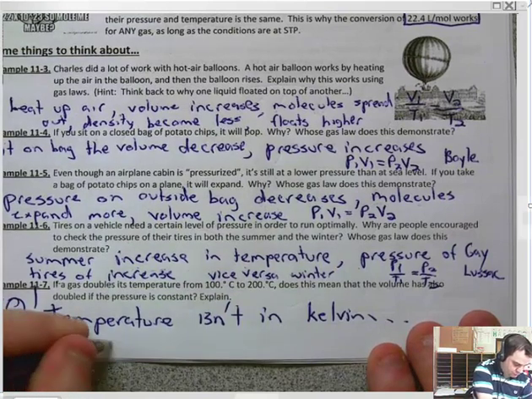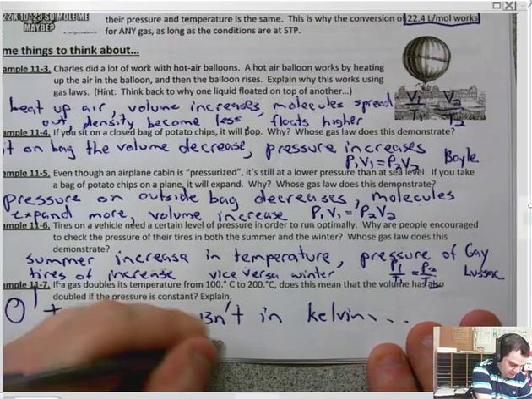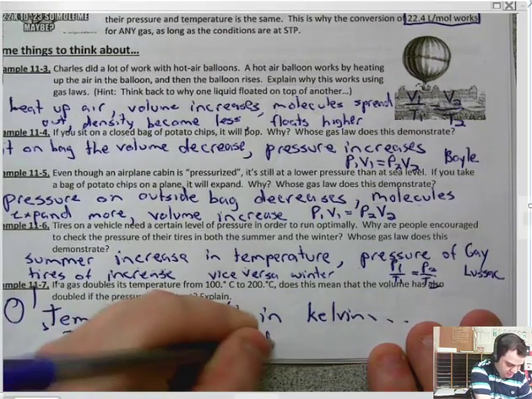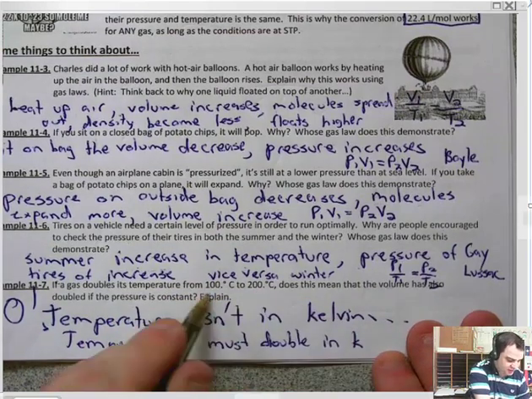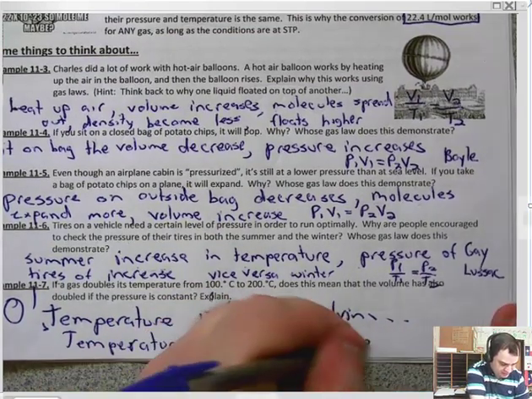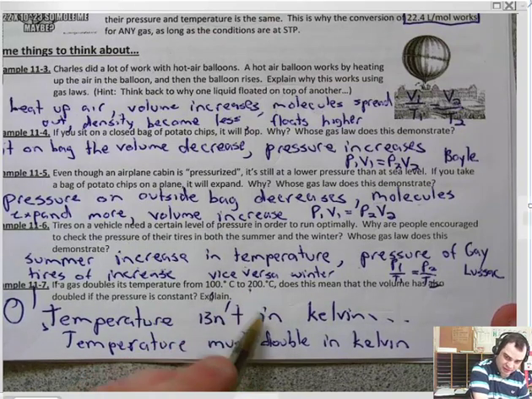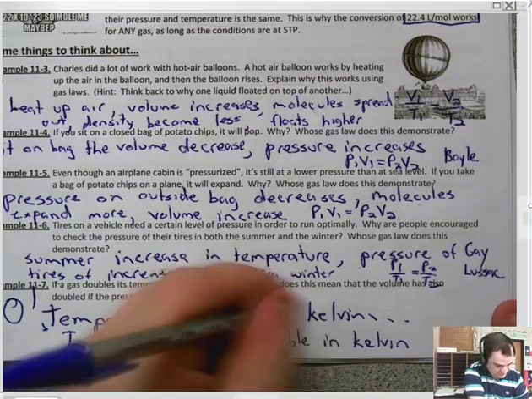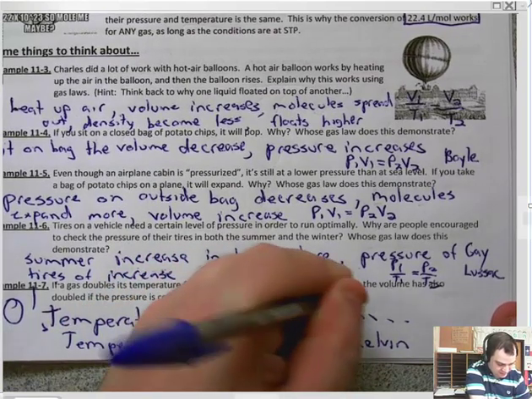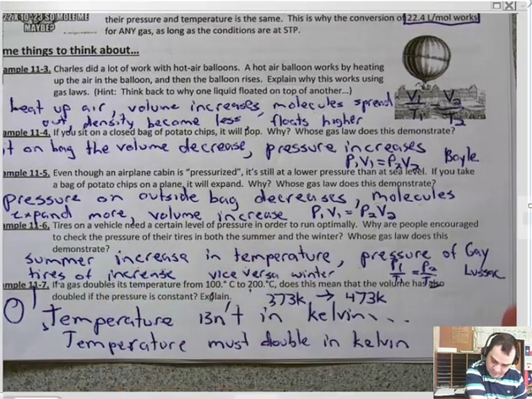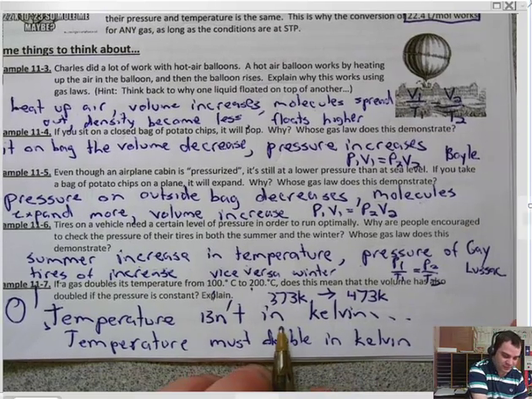Temperature must double in Kelvin. Because 100 degrees Celsius in Kelvin is 373, while 200 degrees is 473, which is not a double. Right? Because we're talking about 373 Kelvin to 473 Kelvin. That's not a double. You have to do the gas laws in Kelvin.